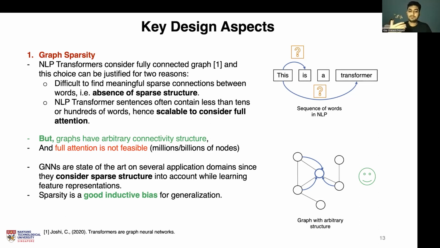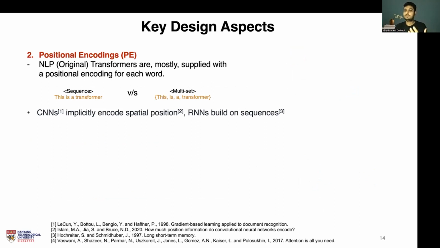So sparsity becomes a good inductive bias for generalization. So when we generalize transformers for graphs, we consider graph sparsity and we restrict attention such that it only allows attending to local neighbors, as shown in this figure on the right below. So this is the first design aspect, graph sparsity.